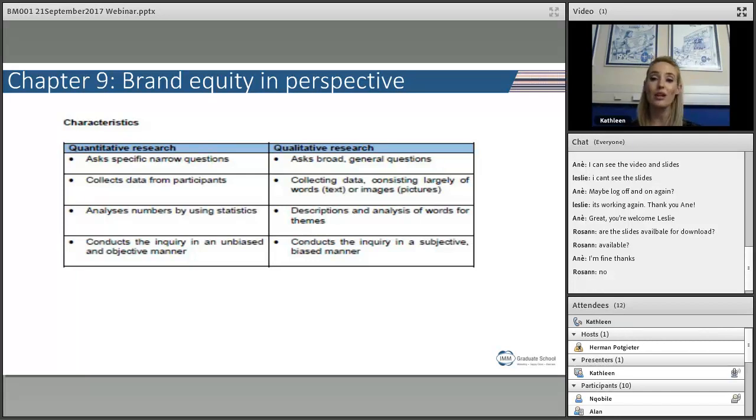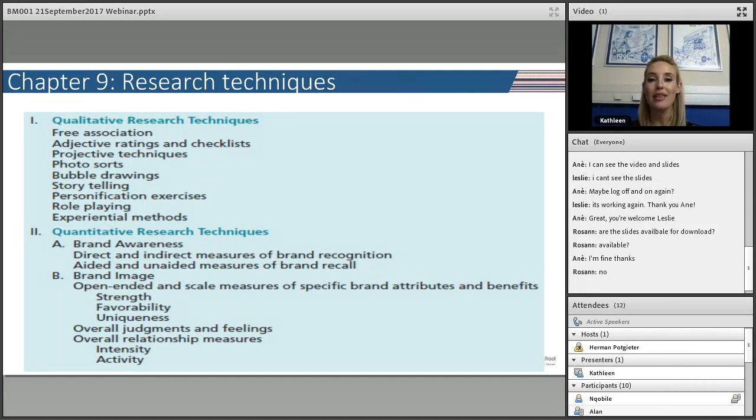Qualitative research is sort of the opposite of that in every way. Instead of asking specific questions with specific answers, qualitative research is more general and broad, asking people for their own opinion. You will collect data mainly through people writing down their opinions or through people using images to communicate. And you will look more at describing and analyzing the words that people have used or the themes that they have used, rather than being able to identify through numbers and statistics.